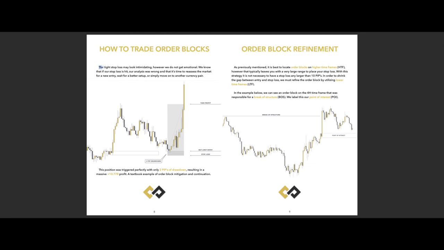Now, as I wrote here, the tight stop loss may look intimidating. However, we do not get emotional. The reason I say that is because we need to trust our analysis, right? We can't be thinking, oh, the price needs room to breathe. You know, that's a typical thing that a lot of traders will say. They'll set like a 20 to 40 pip stop loss because they'll say just in case price needs room to wiggle around, right?